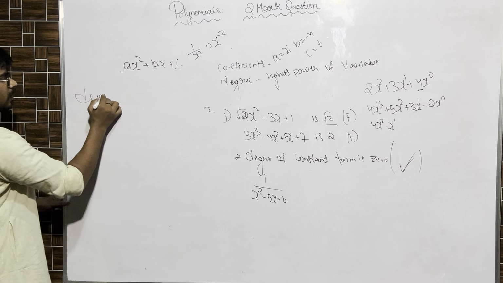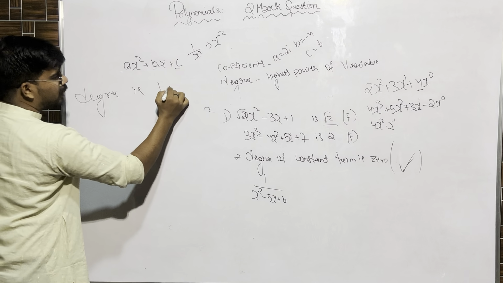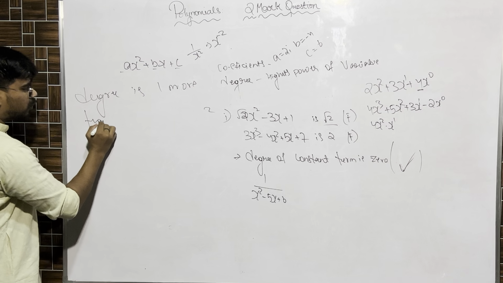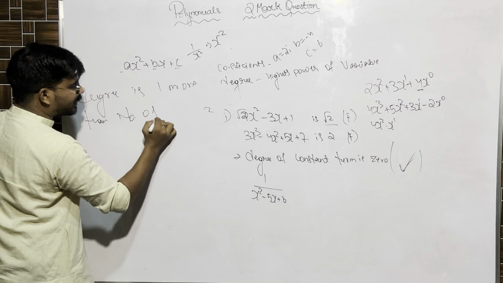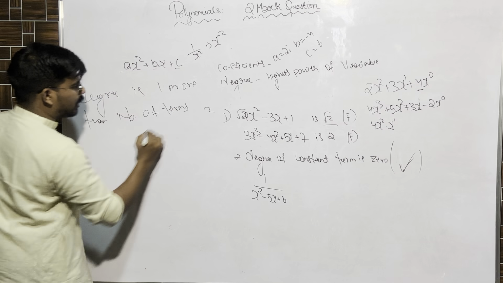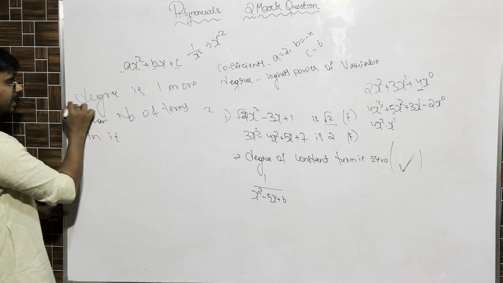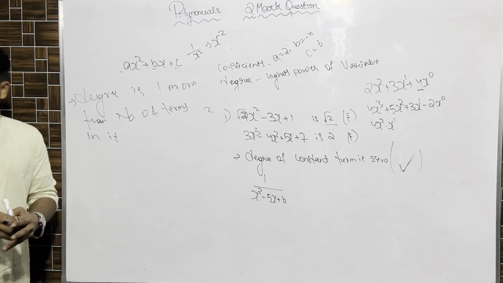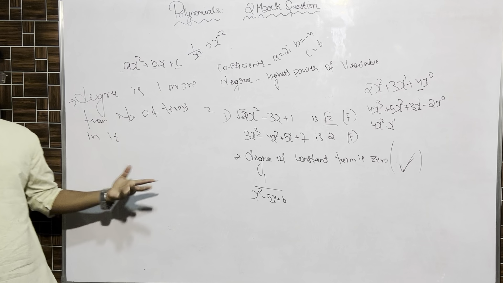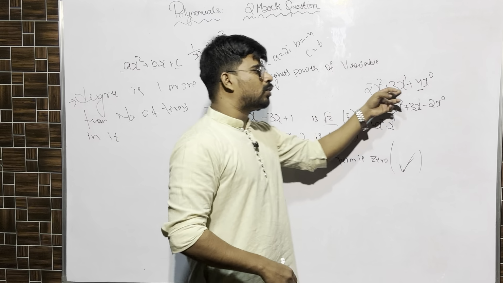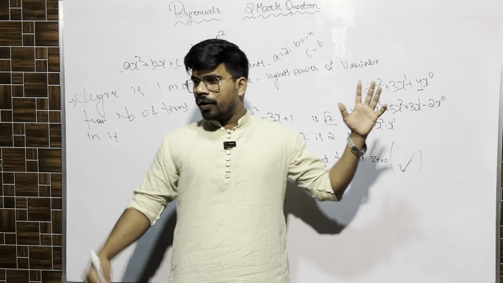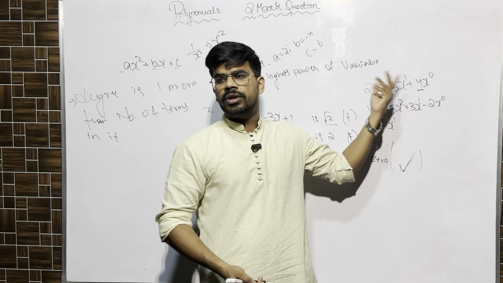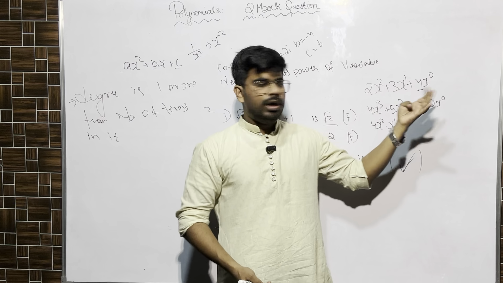Degree is 1 more than number of terms in it. What is he telling? Degree of a polynomial is nothing but, how to calculate the degree? According to this statement, he is telling degree is 1 more than number of terms. For example, how many terms are there? 1, 2, 3. 3 terms are there. According to this logic, degree should be 1 more than number of terms. Number of terms are 3. 1 more than 3 is 4. So degree should be 4.